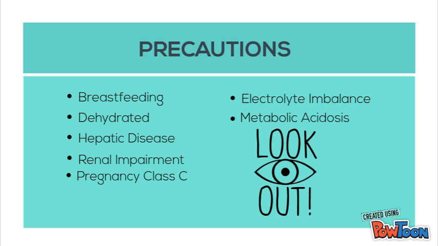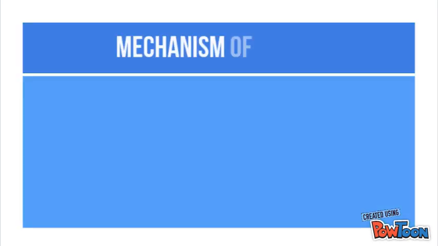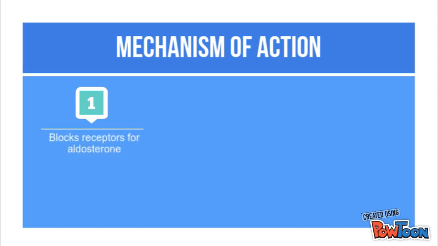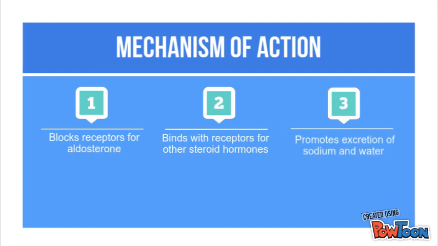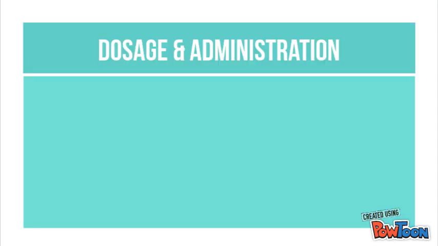The mechanism of spironolactone is that it blocks receptors for aldosterone while also binding with receptors for other steroid hormones. The blockade of aldosterone receptors is beneficial in the treatment of hypertension and heart failure because it promotes excretion of sodium and water, thus reducing blood volume.